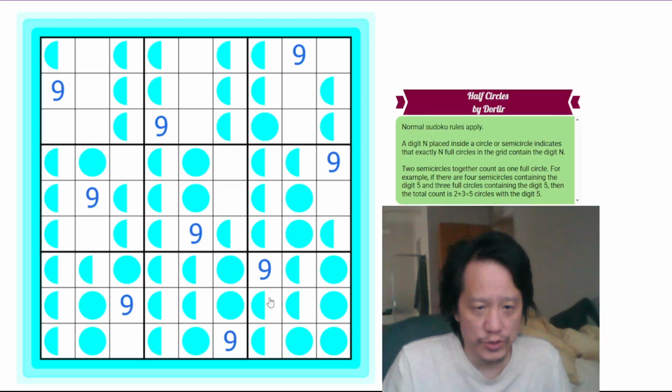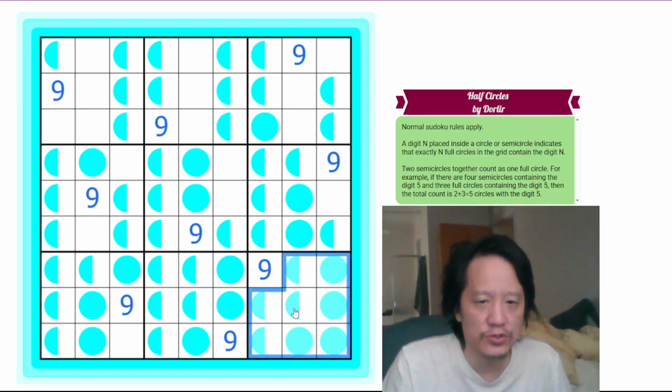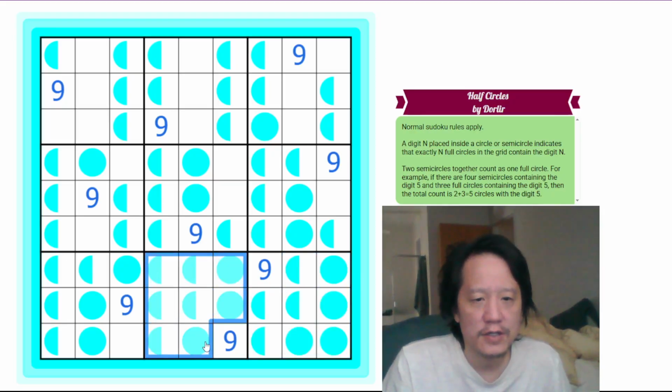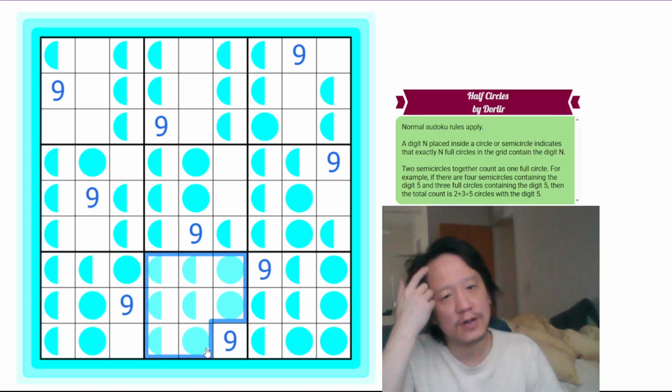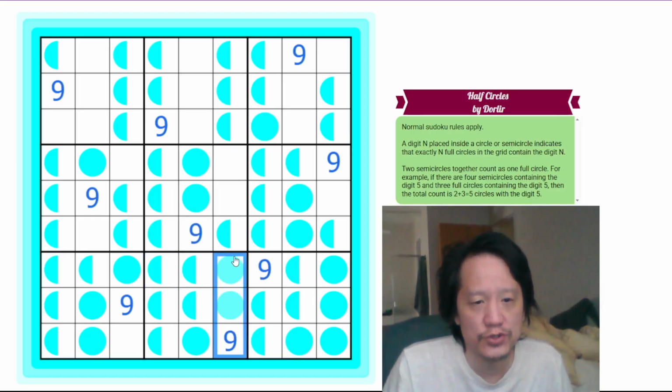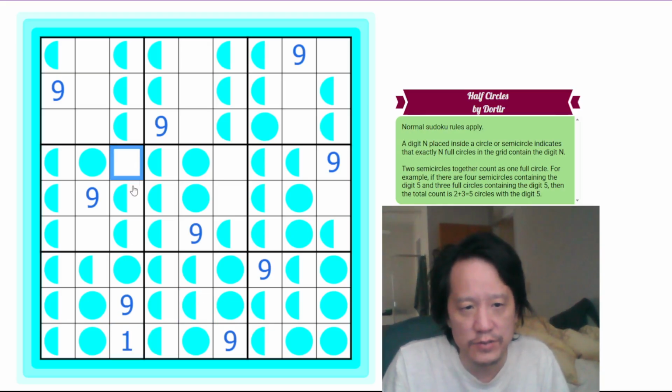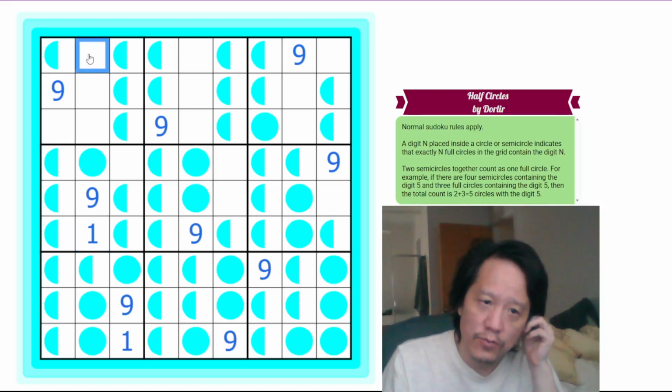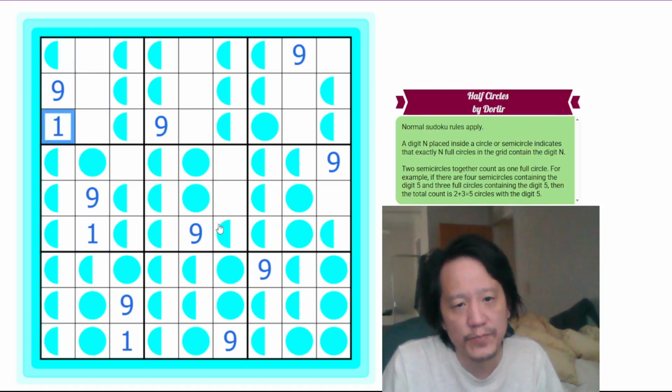So 1 is interesting in that 1 can only be in one full circle or 2 semicircles. Well, it has to be in 2 semicircles then in this lower right-hand box and this lower central box, which means 1 cannot appear in another semicircle or another full circle in any of the other boxes. So that means this must be 1. So 1 can't be here. 1 has to be here. 1 can't be here, so 1 must be there.